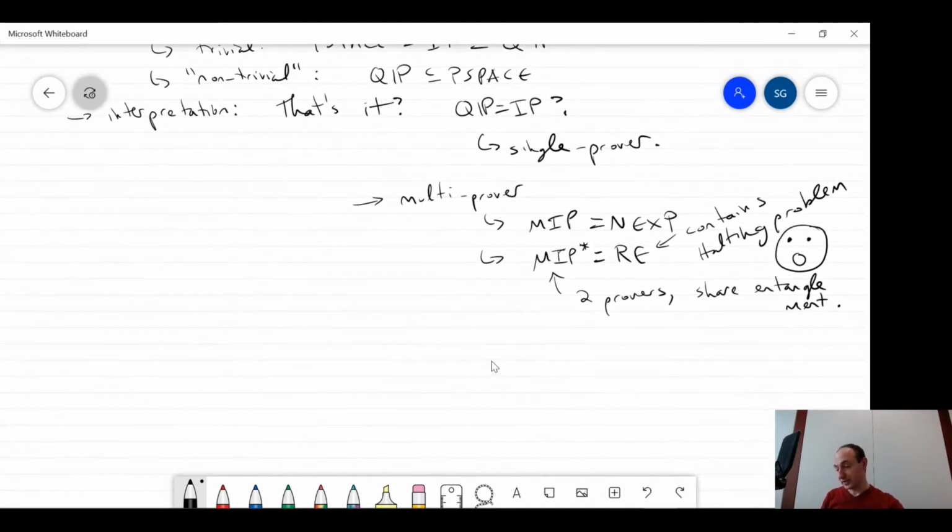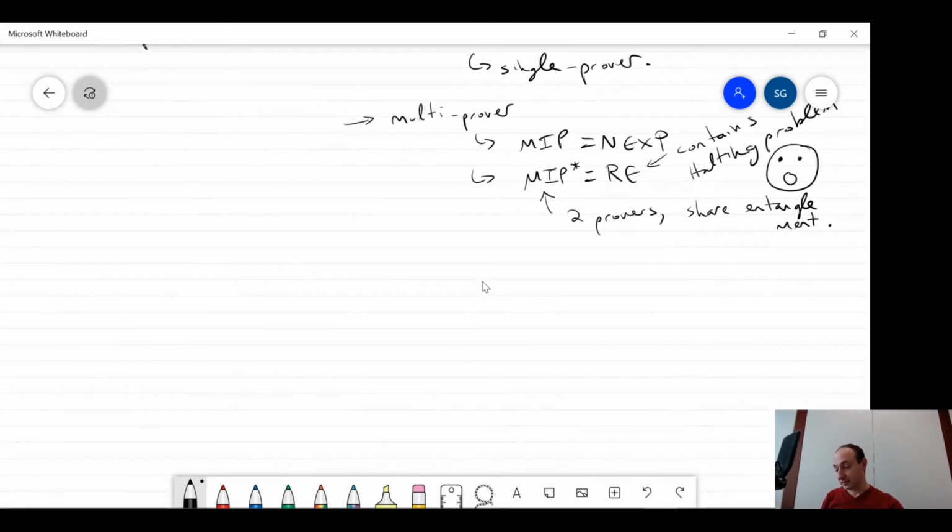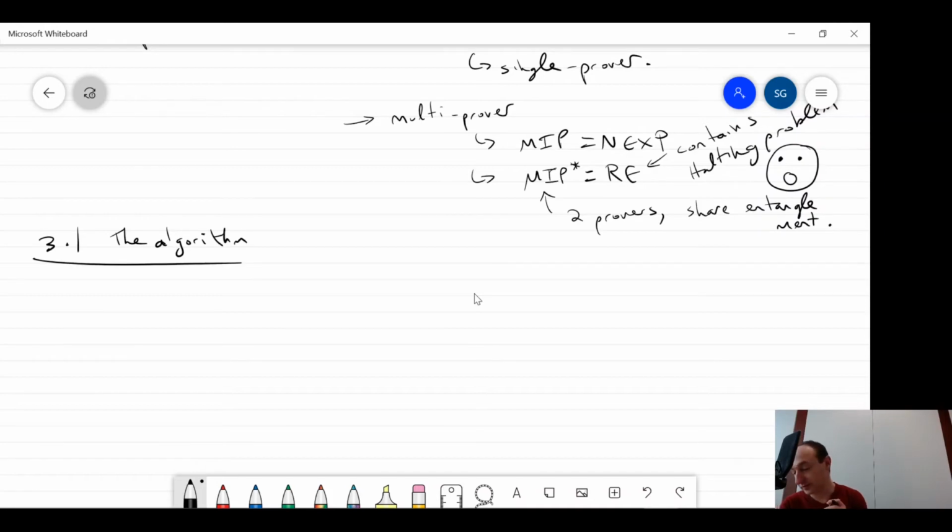So that's what I want to say about interpretation. Now we can talk about the algorithm. How do we actually solve this STP in polynomial space? The first thing I want to do is give you the connection to P space. Well, first let me say this is section 3.1. It's the actual algorithm we're going to do. Connection to P space.